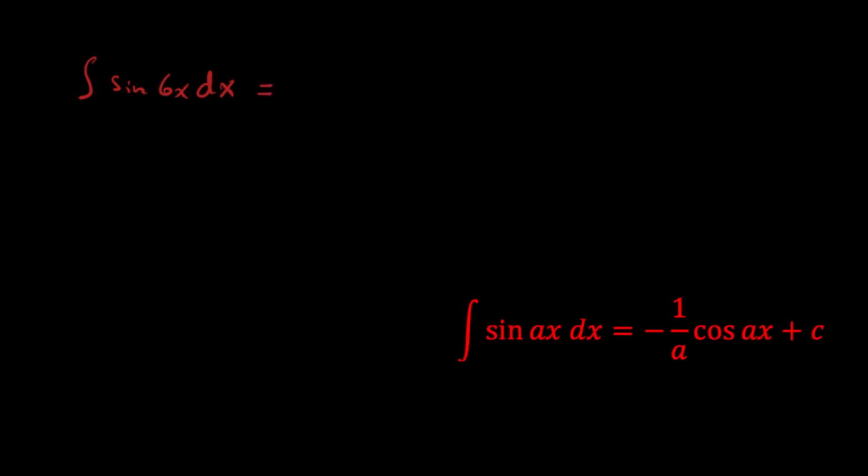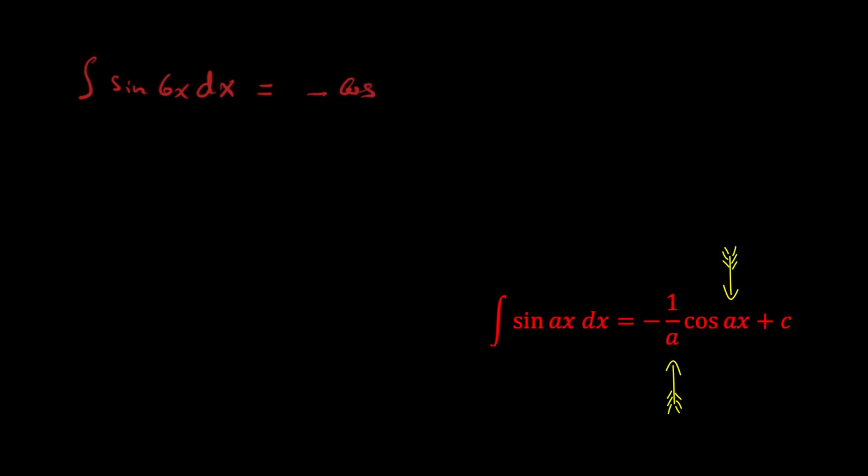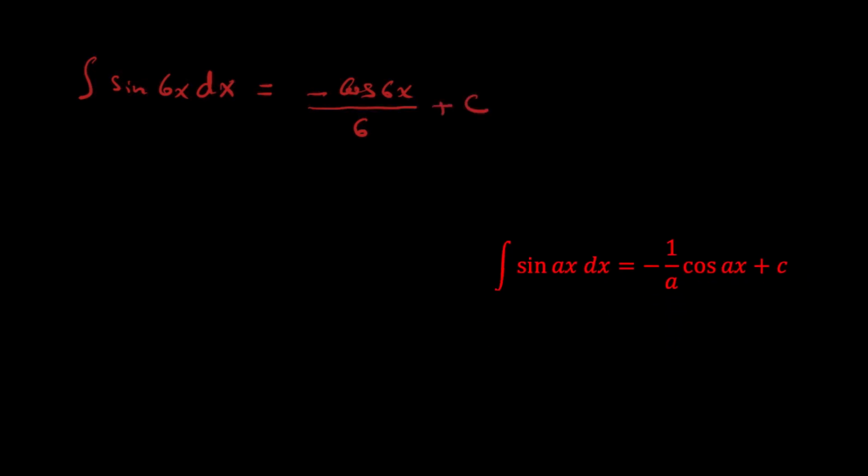Find the integral of sine 6x dx. To do that, you can apply the rule straightforward. What's the integral of sine? It's minus cosine, but we have 6x, so we write 6x, but don't forget we have to divide by 6, and we say plus constant, and that's it. Let's look at another example.